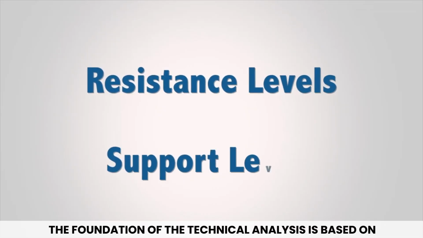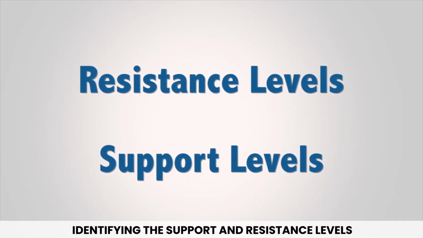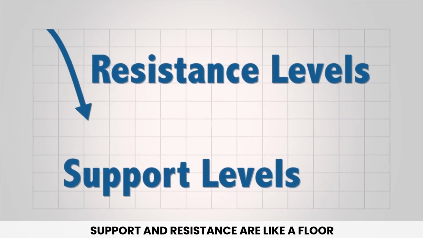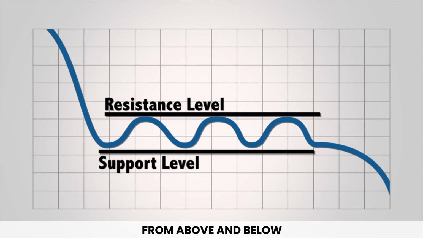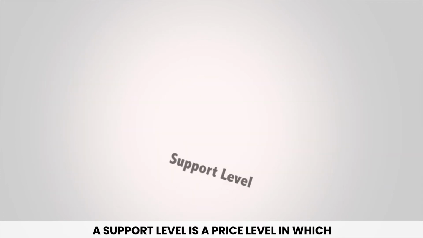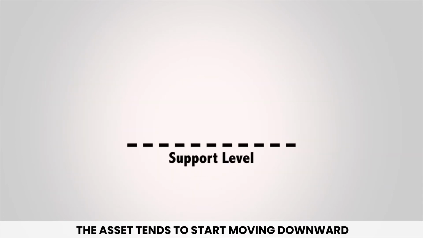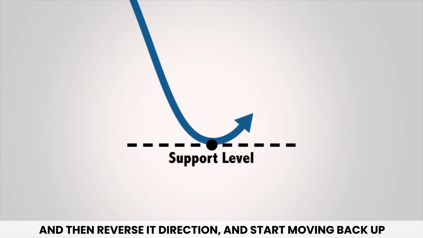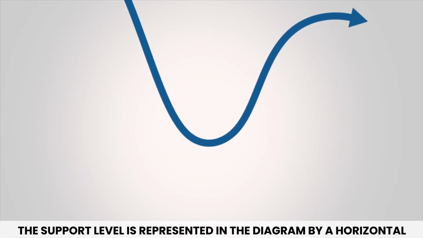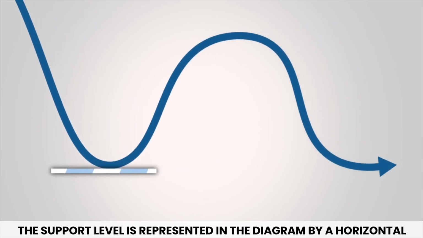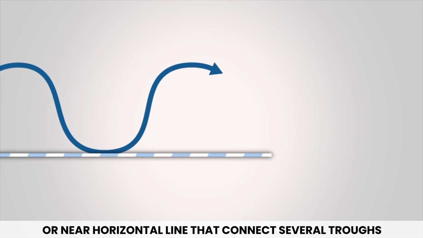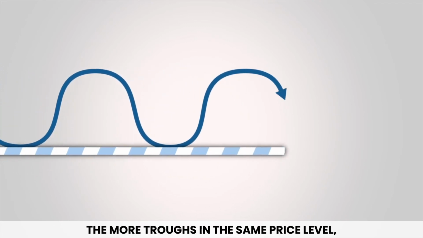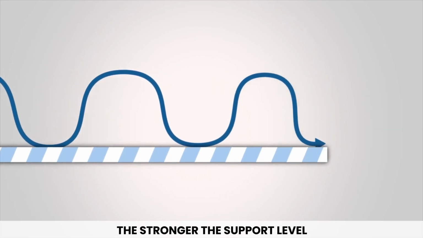The foundation of technical analysis rests on identifying support and resistance levels. Support and resistance are like a floor and ceiling that restrict the price movement from above and below. A support level is a price level at which the asset tends to stop moving downwards and then reverses direction and starts moving back up. The support level is represented in the diagram by a horizontal or near horizontal line that connects several troughs. The more troughs on the same price level, the stronger the support level.